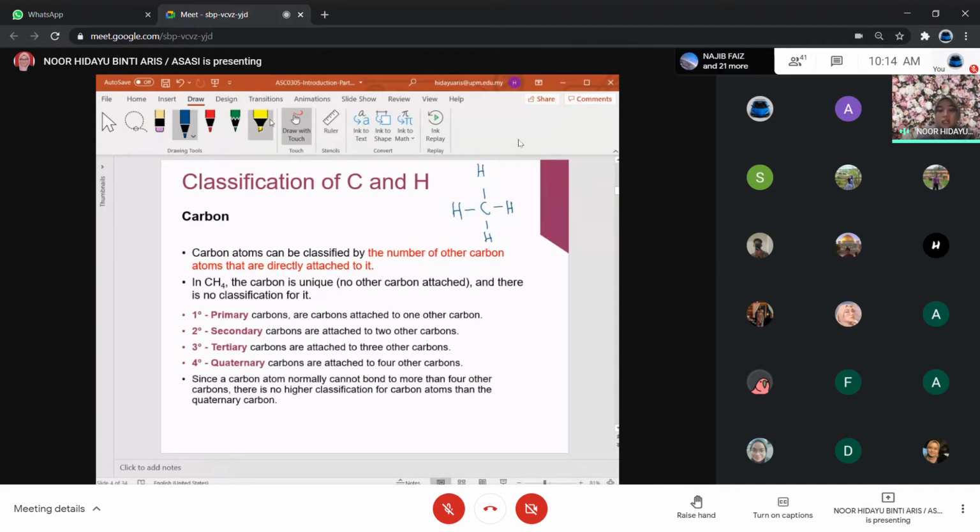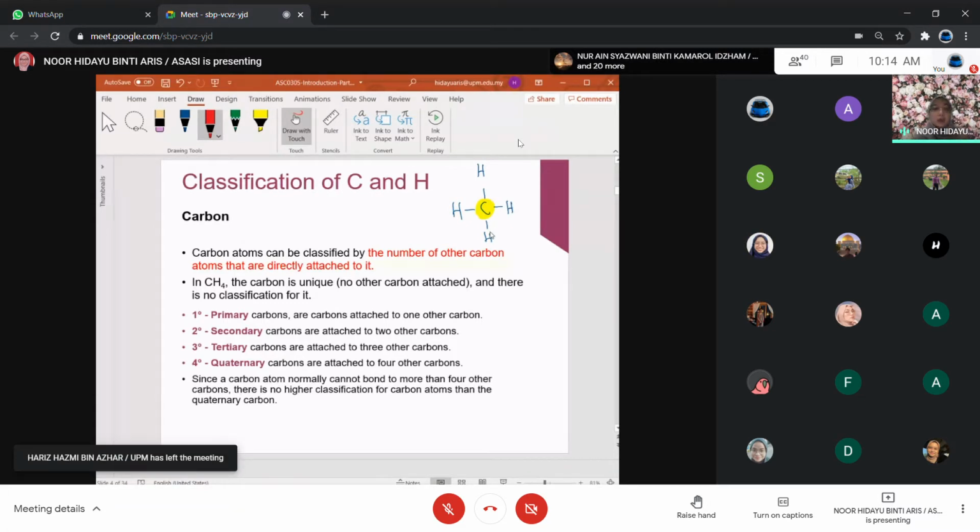Okay, sekarang kita nak classifykan this carbon. Okay, to classify a carbon, we need to see this carbon is bonded to how many other carbons. Okay, sekarang carbon ni pegang berapa carbon yang lain? Kosong. Tak ada. So that's why dia tak ada classification. Methane is a unit because dia tak ada classification sebab dia tak pegang carbon yang lain. So we have primary, secondary, tertiary and quaternary classification for carbon. Okay, highest boleh pergi sampai quaternary saja sebab maximum bond dekat carbon adalah 4 saja.